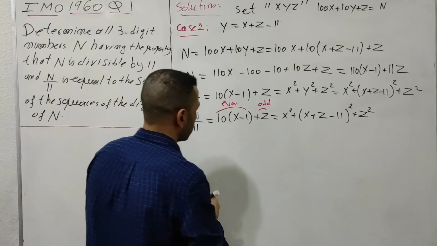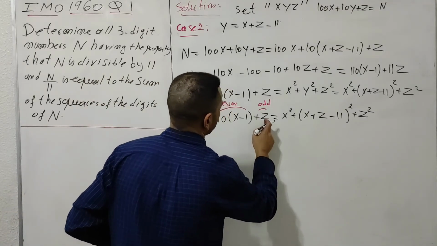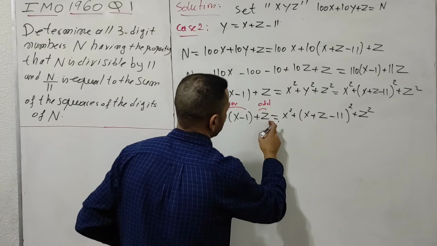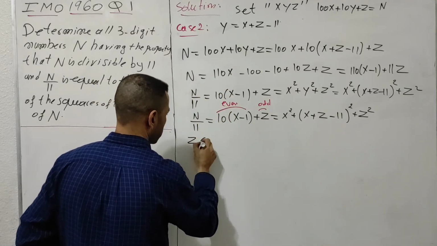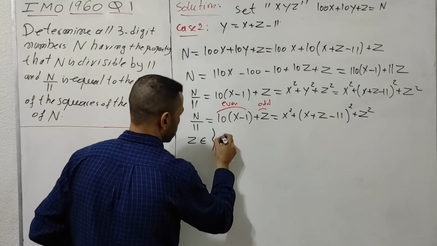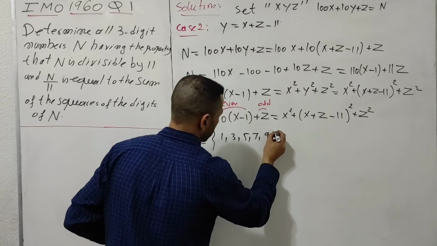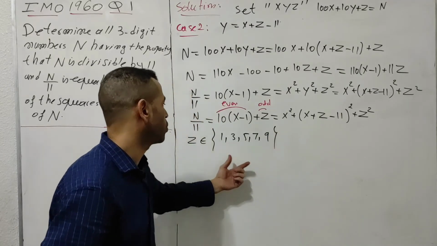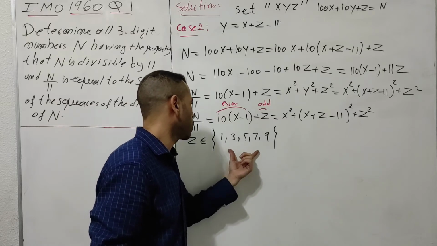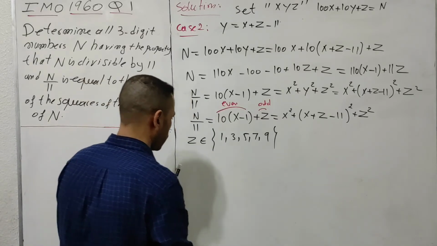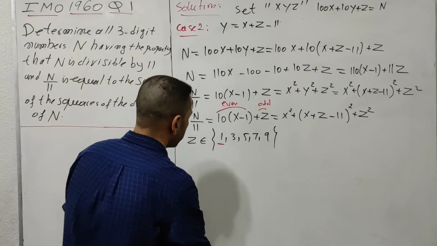So since this one is odd and z is a one digit number, z is going to take the odd numbers. So z will take 1, 3, 5, 7 or 9. In order to find z as a digit number, we must check all the cases. Let's consider the first case.